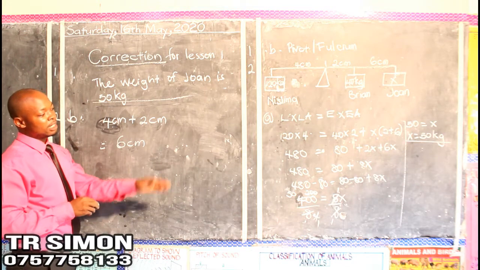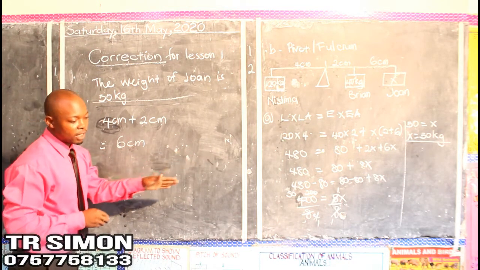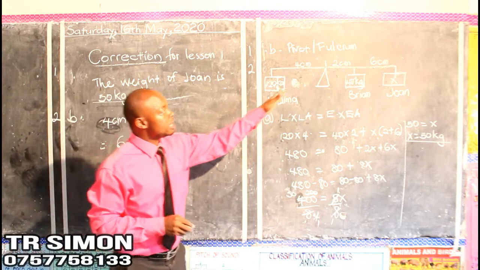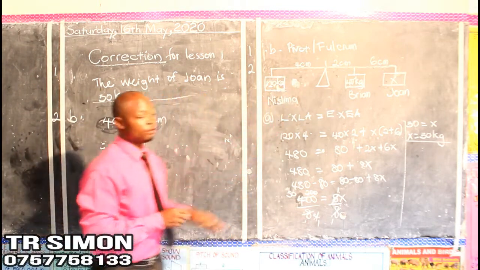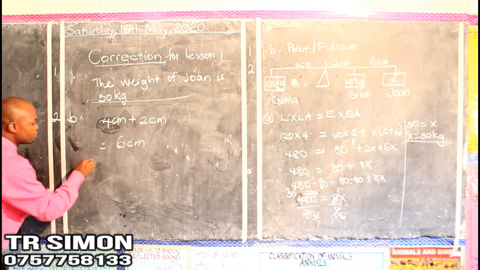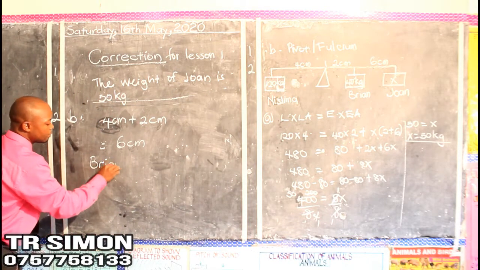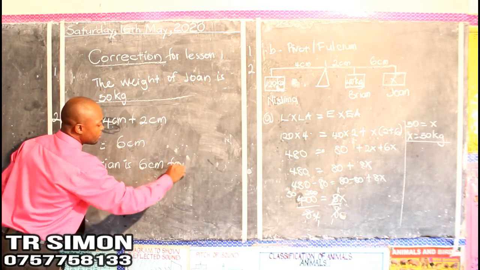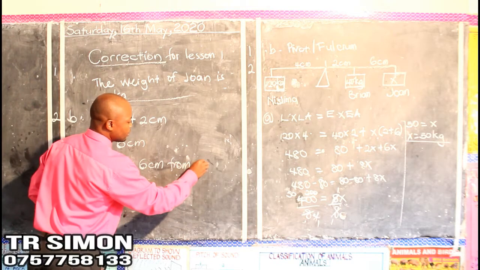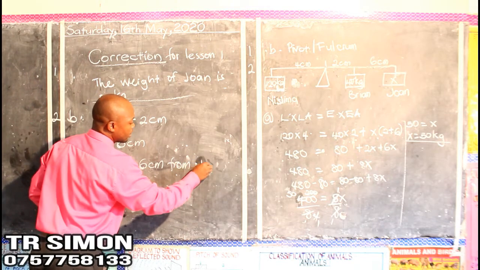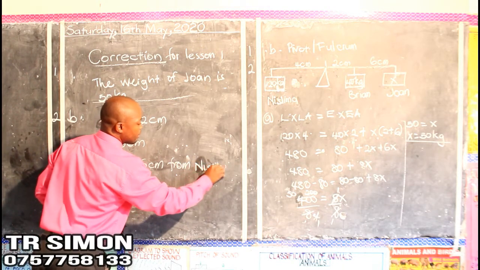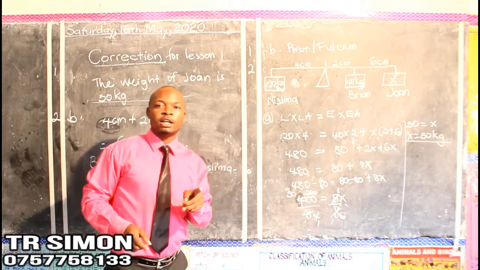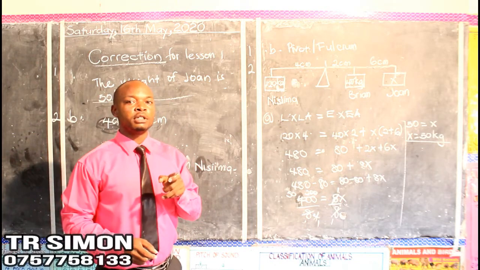But the question is, what is the distance? How far? So we shall say Brian is 6 centimeters from Onisima. That is the correction for our activity for lesson 1.